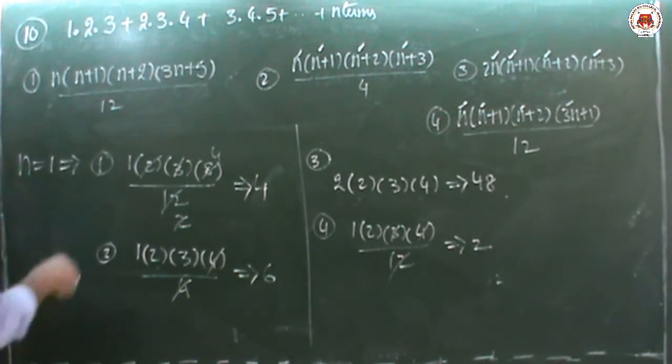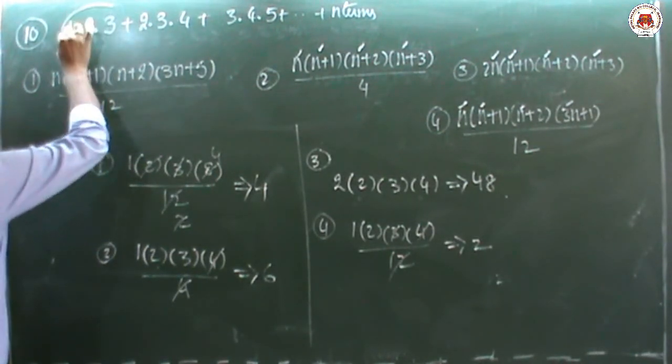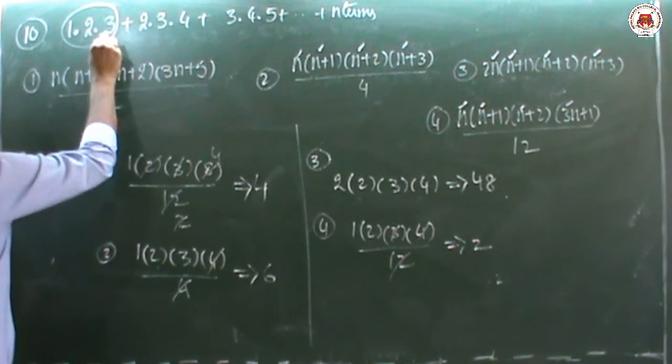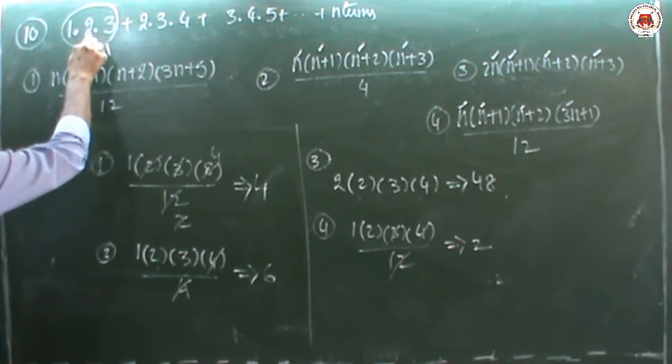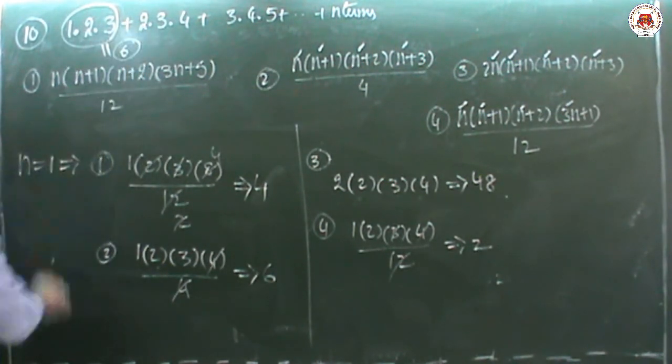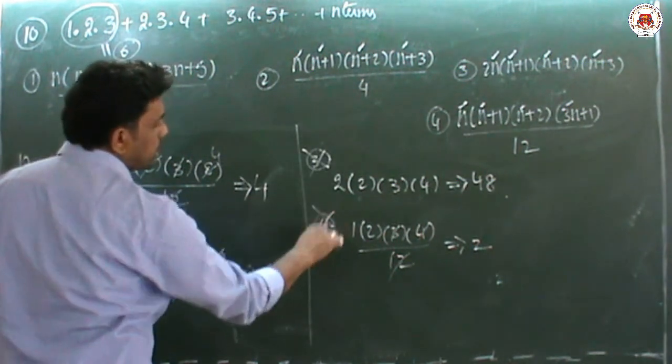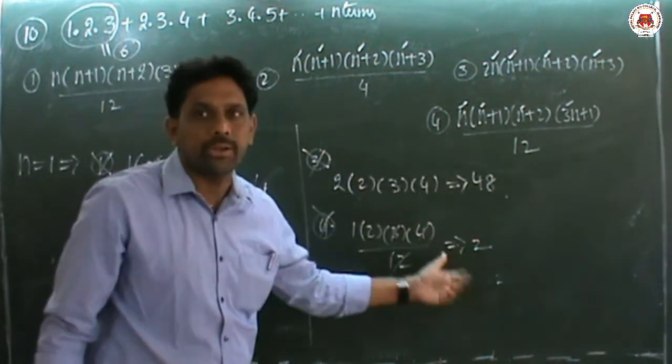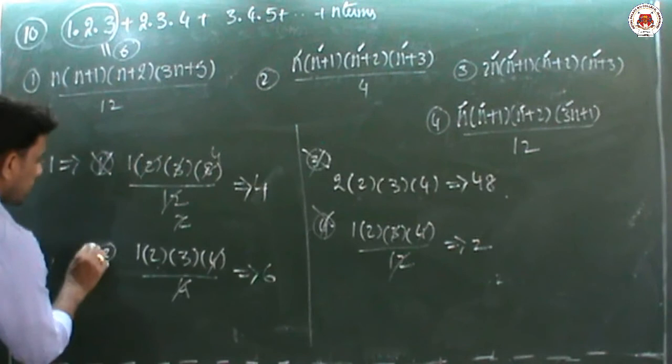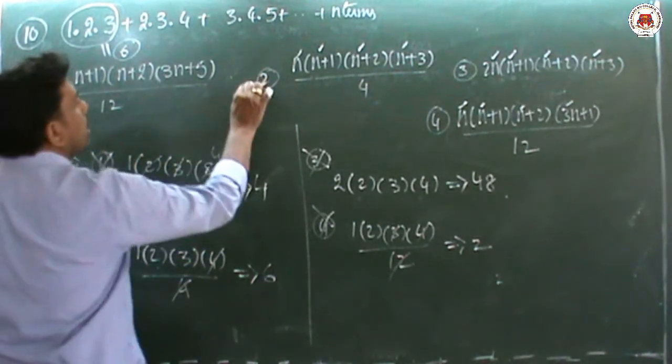n equal to 1 means first term. See here, this is the first one. What is the answer? 1 2s are 2, 2 3s are 6. What we want is answer 6. So first one is not the option. And third one is not the option either, because here we get 48 to 2. Then what is the option? Option second is the answer.